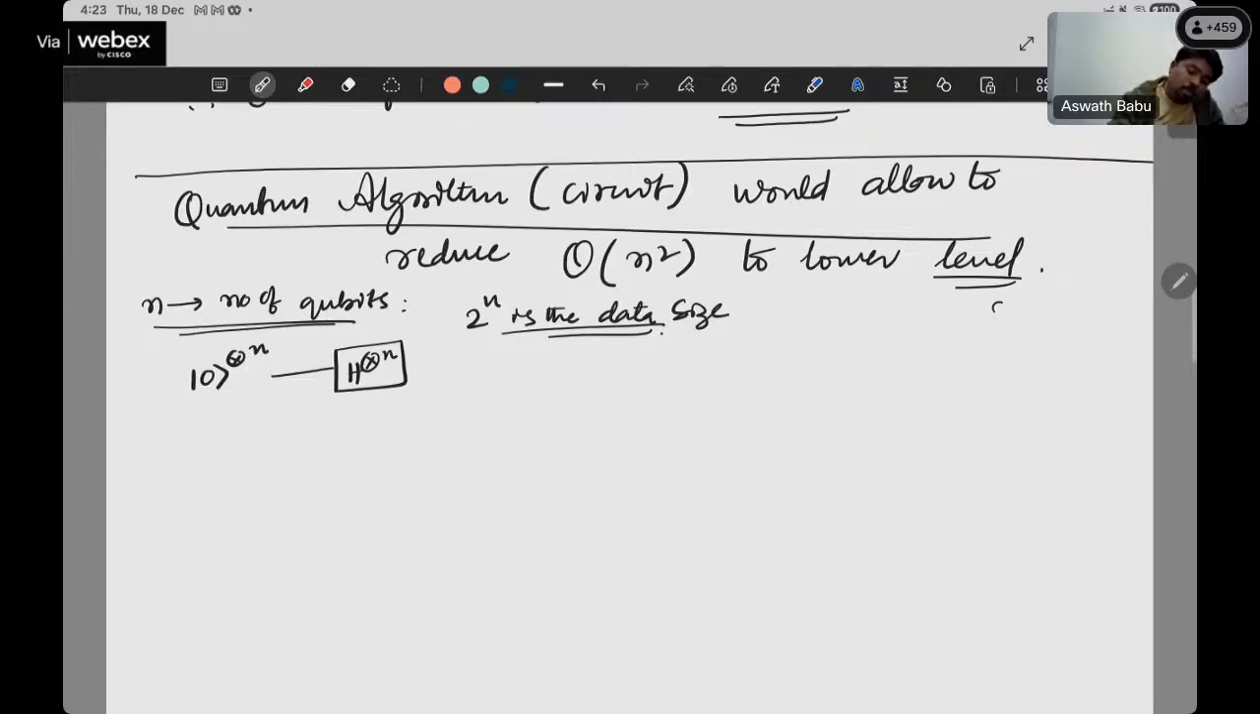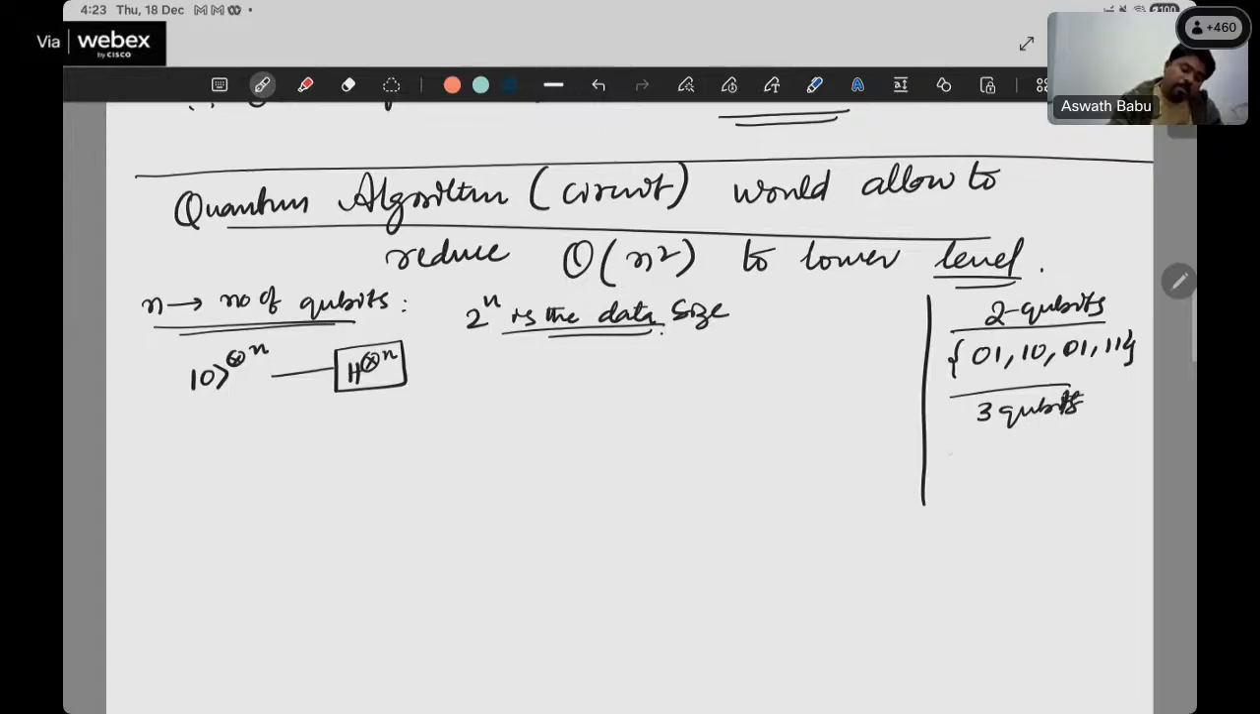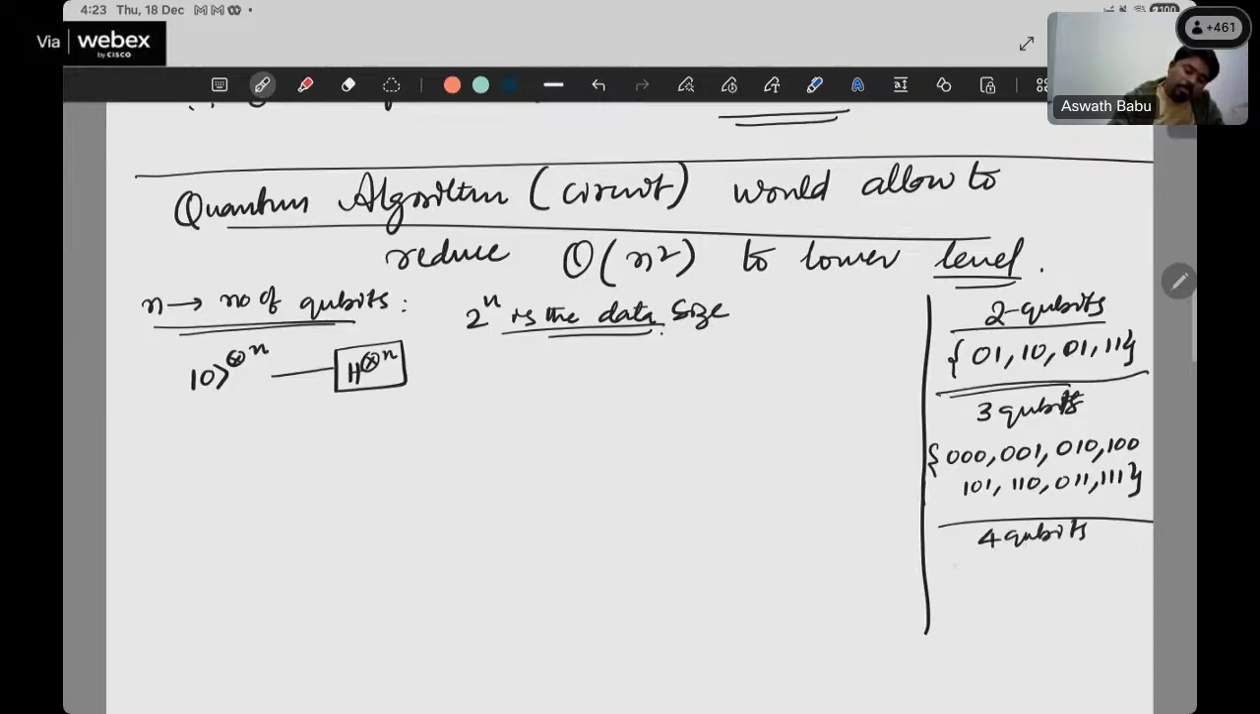If it is 2 qubits, the bit strings are 00, 01, 10, 11. These are the four possibilities, four data points. If it is 3 qubits, we just saw earlier, we'll have 000, 001, 010, 011, 100, 101, 110, and 111. So this is for 3 qubits. If it is 4 qubits, you can imagine, it will go on like that.